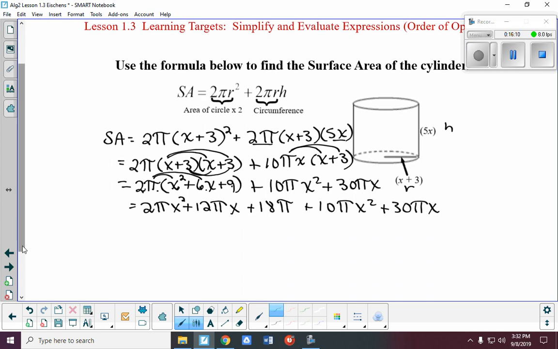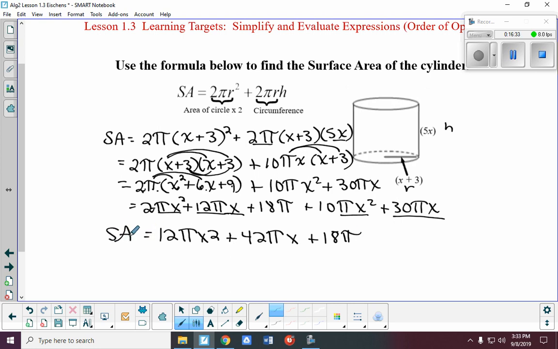Now we combine like terms. Pi x squared, pi x squared. So that's a 2 and a 10, so that would be 12 of those. And then pi x, that would be 12 and 30 is 42 pi x plus 18 pi. And that is the surface area of that figure.